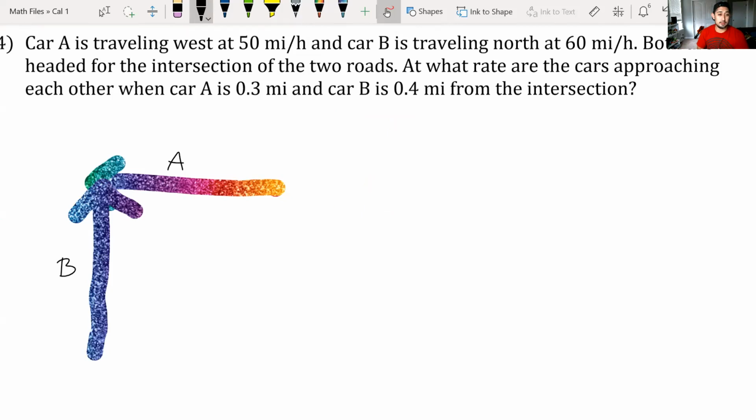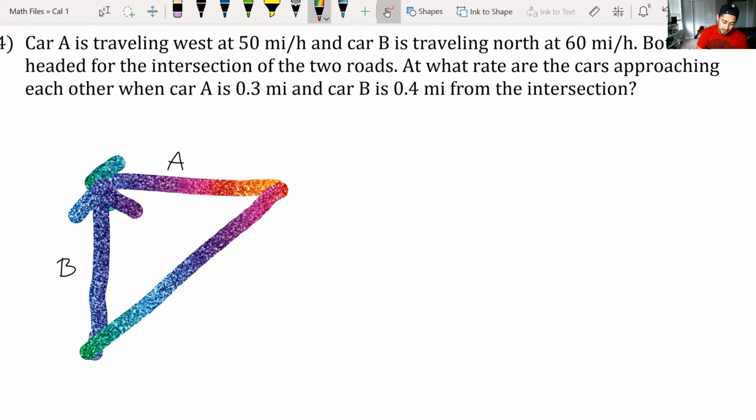Well, guess what? If I connect the two ends here, we make what type of triangle? A right triangle. I mean, mine sure looks like a right triangle. Also, the length I just drew represents the distance from car A to car B. Okay, so that's going to be important, so keep that in mind.